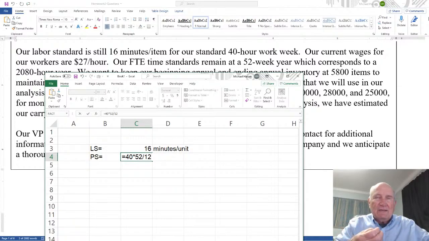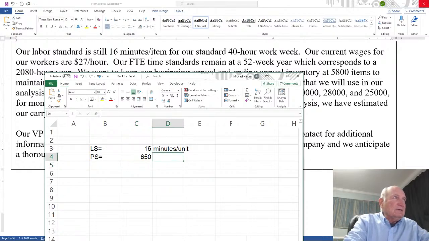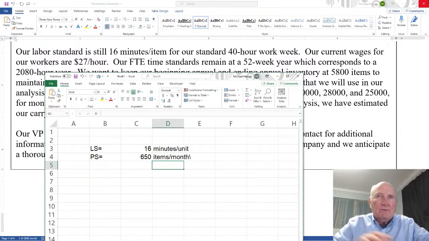We divide that by the labor standard, but the labor standard is in minutes, right? So I'm going to divide this by 16 minutes. I divide that by 60, and that's going to be how many hours per unit. So that's going to be 650 items per month. So there's our production standard.